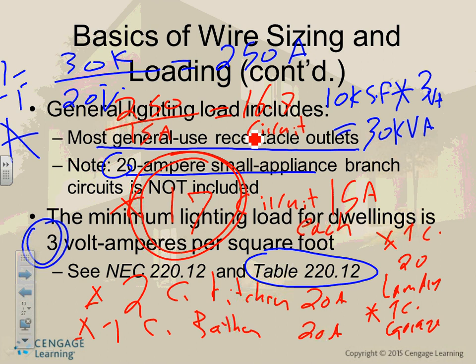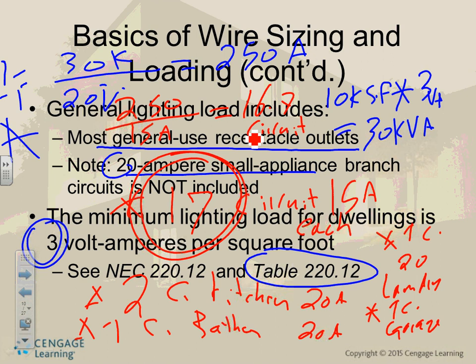Then you have two options. Either you feed them all from one circuit, or one dedicated circuit, which would be the best design. The garage needs a 20 amp circuit now as of 2014. So we need two for the kitchen, 20 amp, one for the bathroom, 20 amp, one for the laundry, 20 amp, and one for the garage, 15 or 20 amp. Two outlets, yeah.